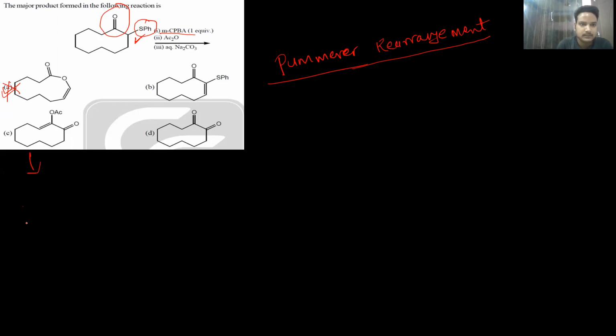So this is our compound. Carbon is not going to oxidize. Who is going to oxidize? Sulfur. So we have one equivalent, so we can end up with this sulfoxide. So the sulfoxide will come here.